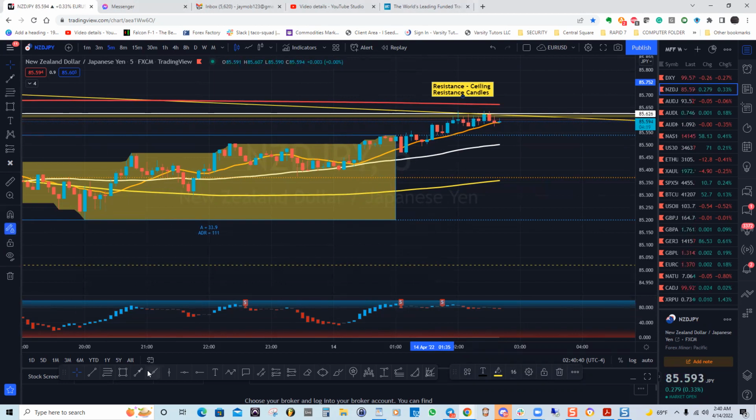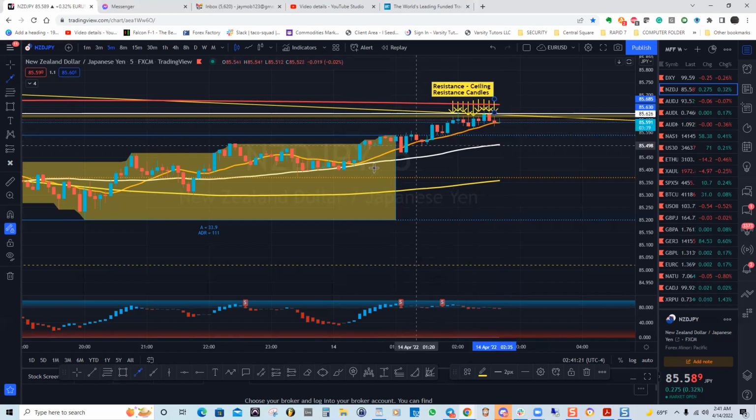Let me draw this here real quick. I got 1. I got 2. I got 3. Hold on, that's not what I wanted. Let's go back. I got 4. I got 5. I got 6. I got 7. I got 8. And I have 9. I have 9 candles that are resisting in this area. 9 resistance candles right here.